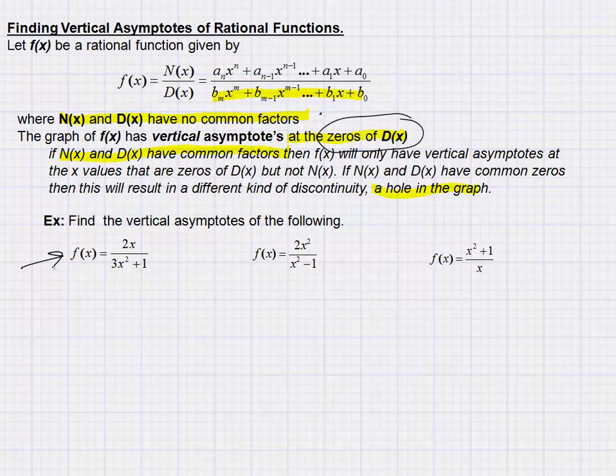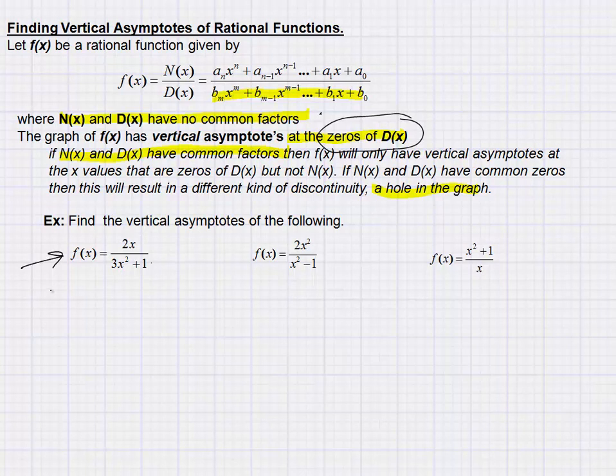f(x) equals 2x over 3x squared plus 1. So I want to find the vertical asymptotes, if I can, of this function. Well, first of all, I can't factor the numerator or denominator anymore. So therefore, there are no common factors. So it's the situation we want to look at right now.